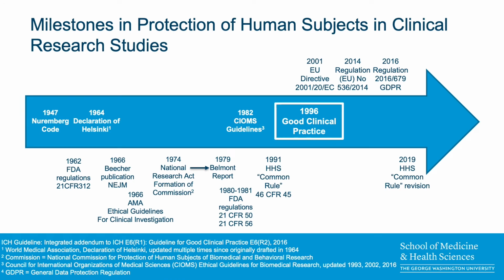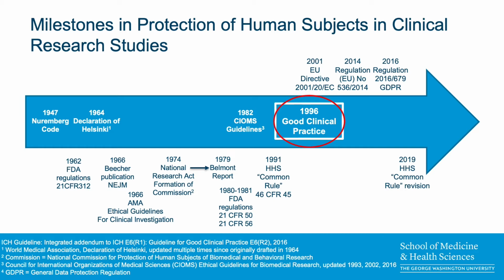The ICH E6 Good Clinical Practice guideline is the fundamental standard that all companies use to conduct clinical research. And it covers both the ethical conduct of studies as well as other issues like procedures.